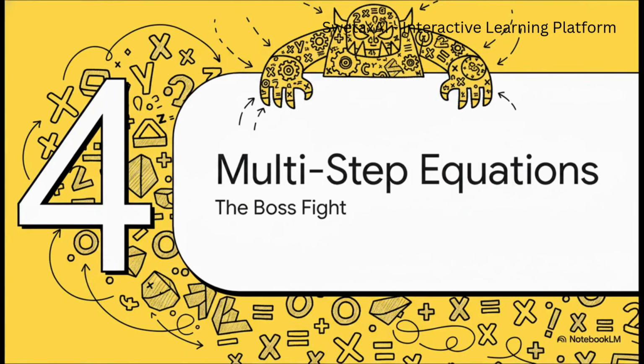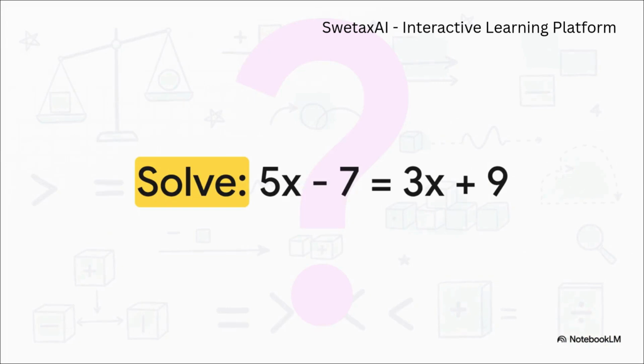Welcome to Section 4, Mastering Multi-Step Equations. All right, consider this the boss fight. Here, variables aren't just neatly sitting on one side, they are scattered across the board, and we have to wrangle them together. Check this out. 5x minus 7 equals 3x plus 9. This looks completely chaotic compared to level 1, doesn't it? We've got x's on the left, x's on the right, numbers everywhere. But take a breath. Our core mission hasn't changed one bit. We just need to round up those variables and isolate them.